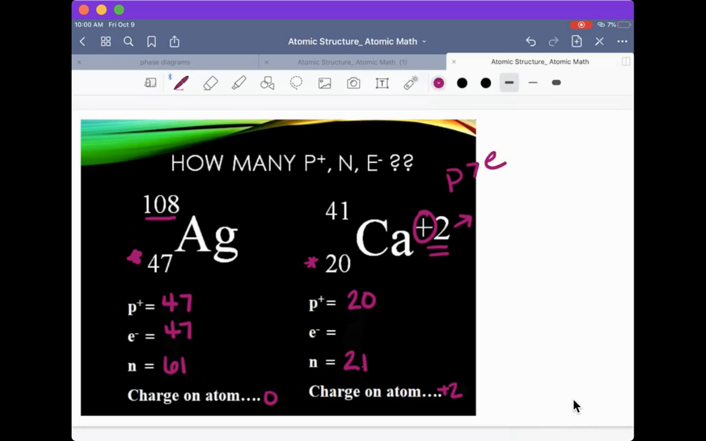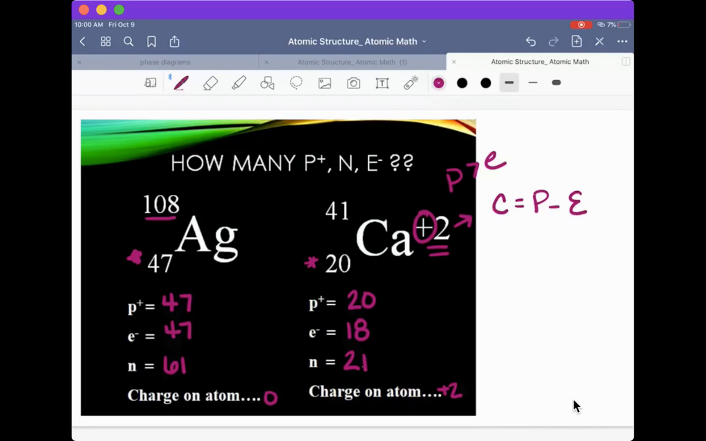So if calcium has 20 protons and 20 electrons as a neutral atom, but we lost 2, that means there are only 18 electrons. Again, if you remember, charge is equal to the number of protons minus the number of electrons.